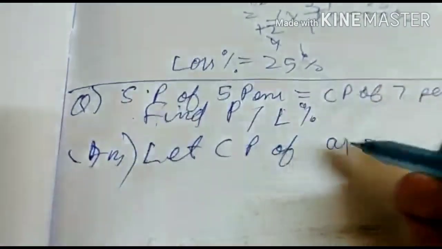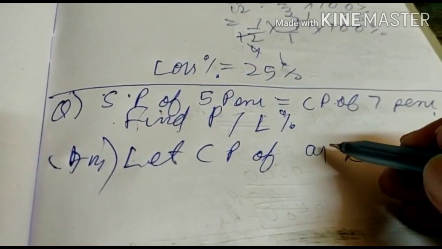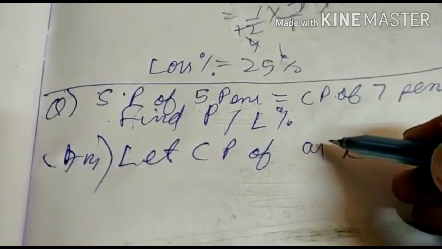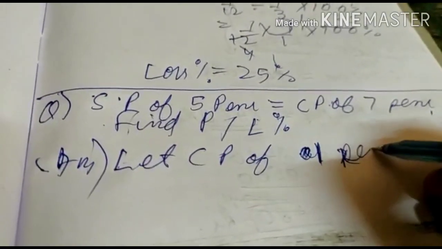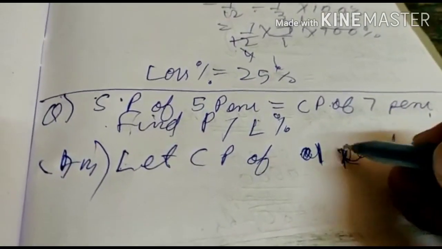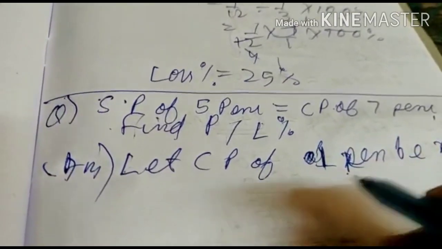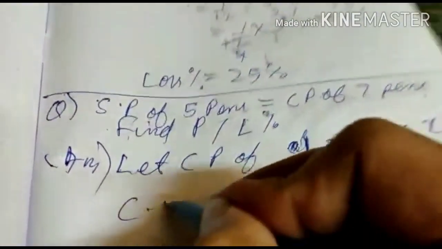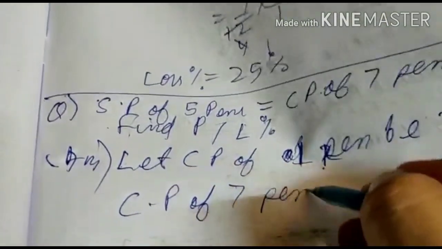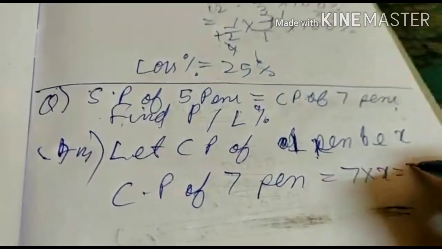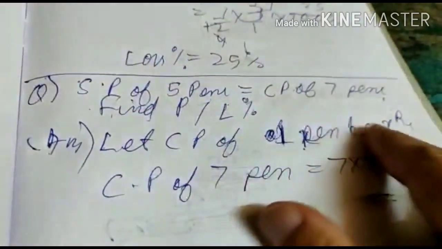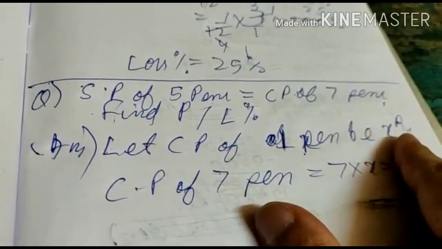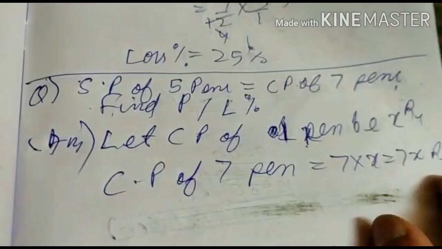So let CP of 1 pen be X. CP of 1 pen is X, so CP of 7 pens will be 7 into X, that is 7X. It was X rupees, it will be 7X rupees. So CP of 1 pen was ₹X, so CP of 7 pens was ₹7X.